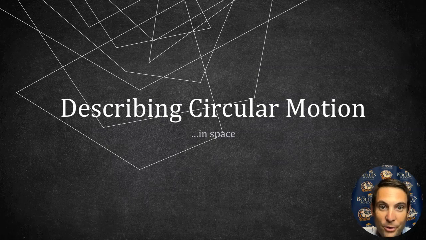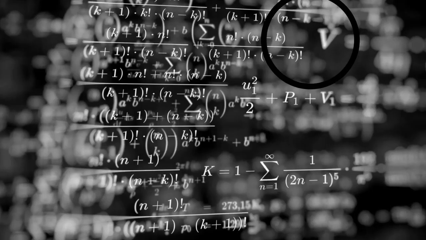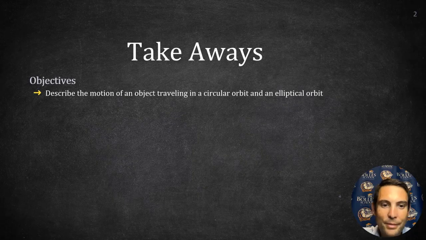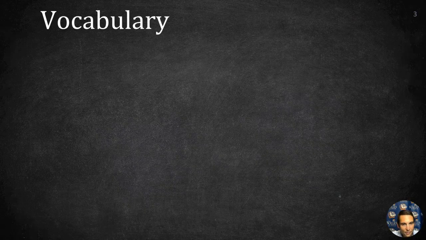Describing circular motion in space. By the end of this lesson, we should be able to describe the motion of an object traveling in a circular orbit and an elliptical orbit. There's a lot of vocabulary here.